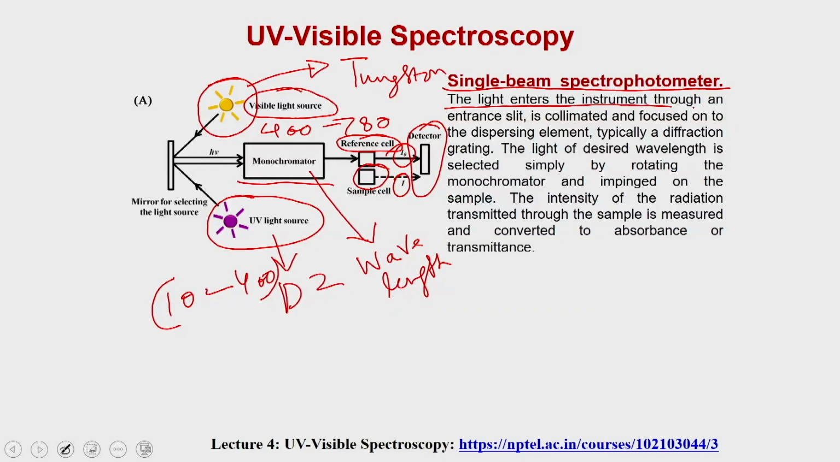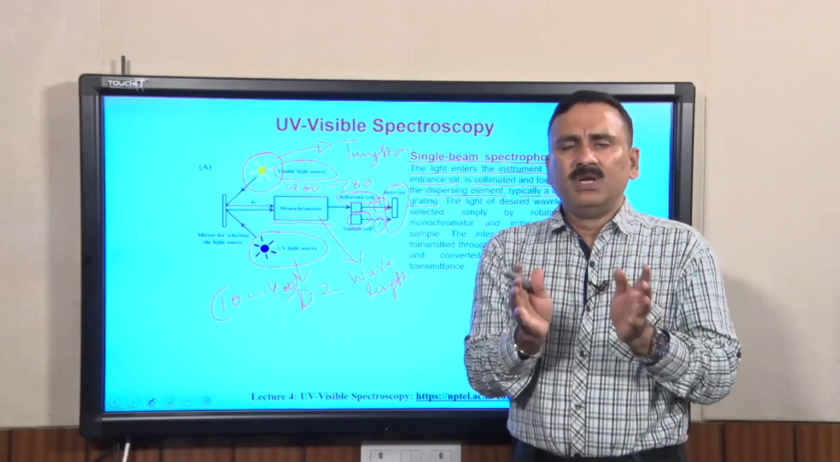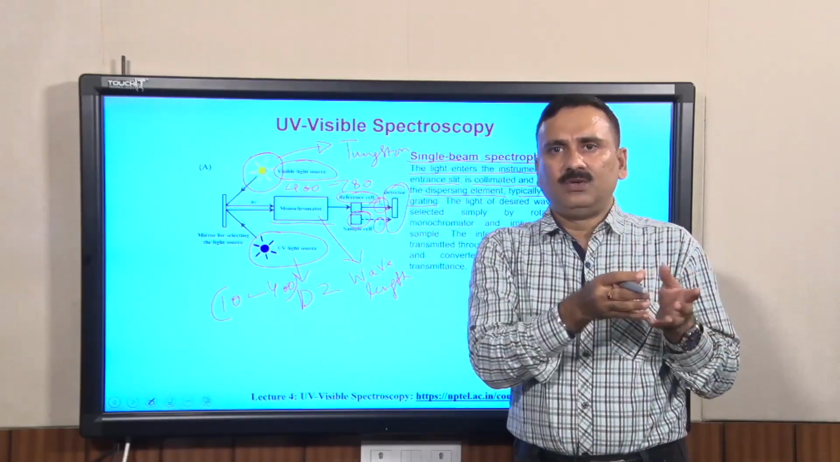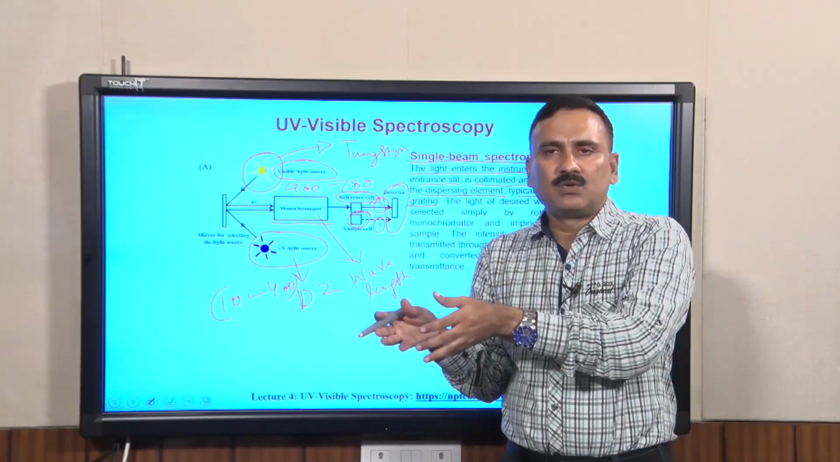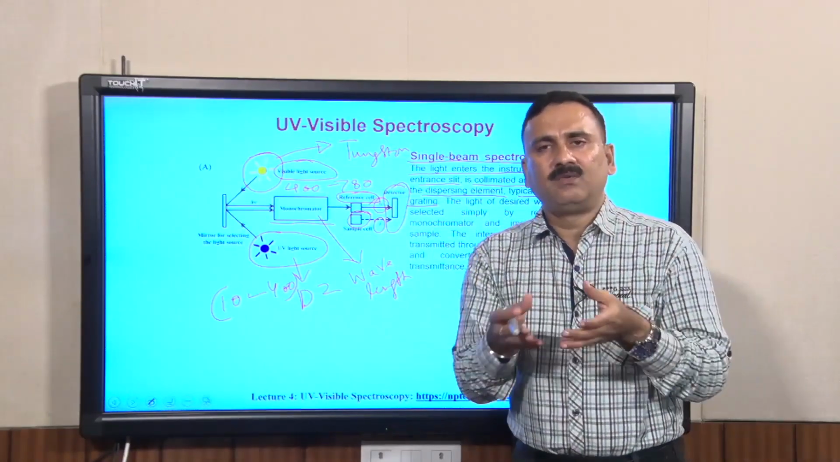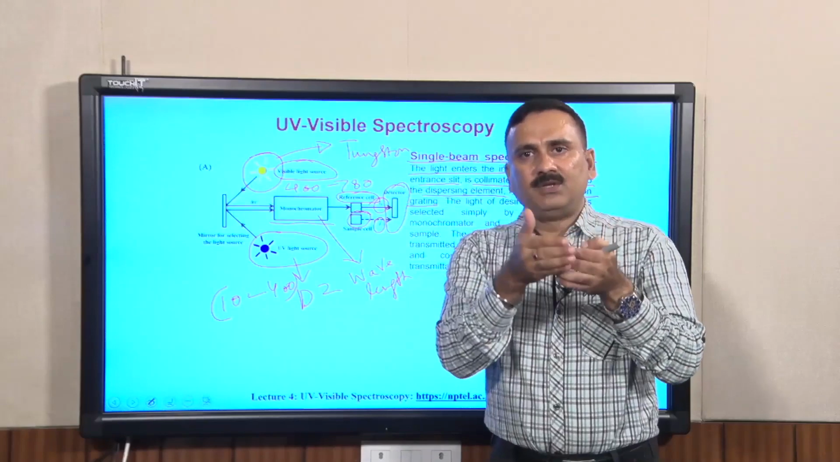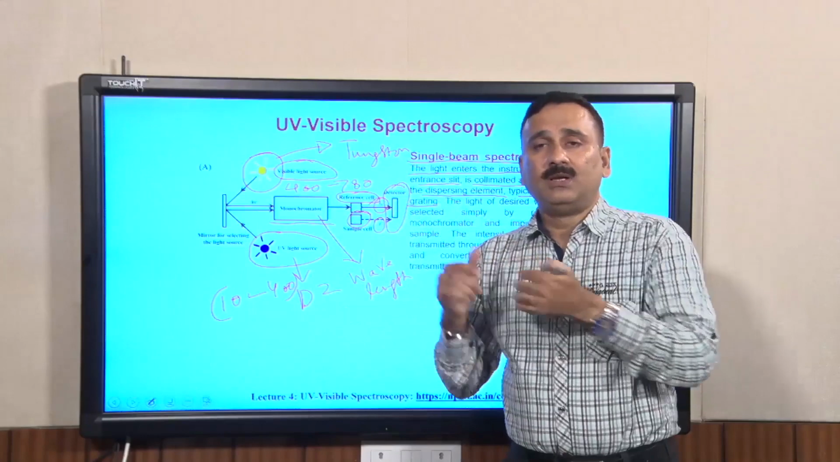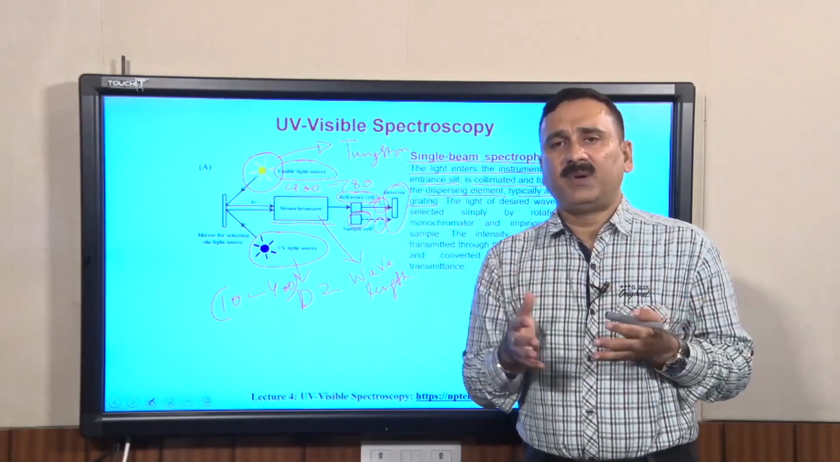Light enters the instrument through an entrance slit, is collimated and focused onto the dispersing element, typically a diffraction grating. The monochromator could be a diffraction grating, or it could be a simple prism. You might have seen a prism in your 9th standard or high school, where you split sunlight into the 7 colors in those kinds of experiments.